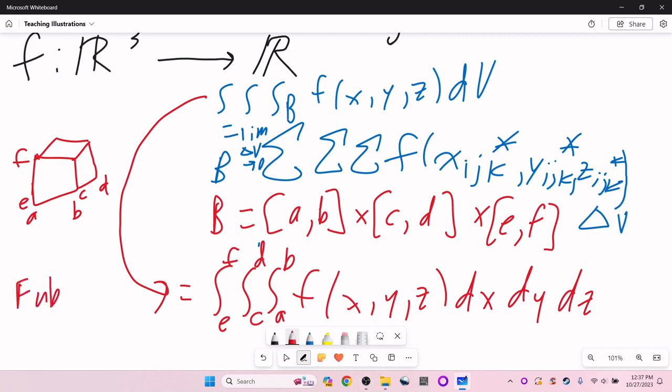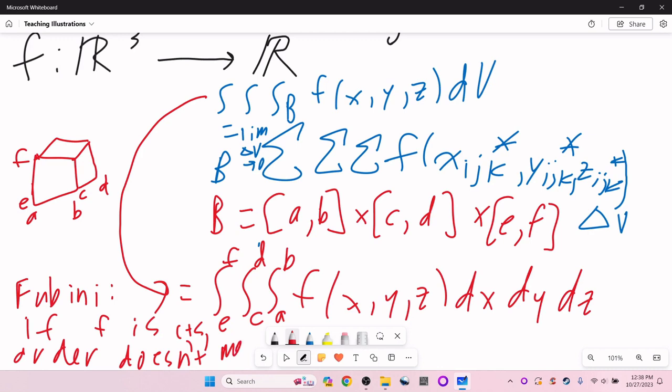And Fubini's theorem says if f is continuous, order doesn't matter. We can do the y first or the z first. Okay, Fubini's theorem actually says a lot more specifically about when you can change the order. It says even if it's not continuous, there are times when you can change the order, but for our purposes, just knowing if it's continuous, we can rearrange the order however we wish.